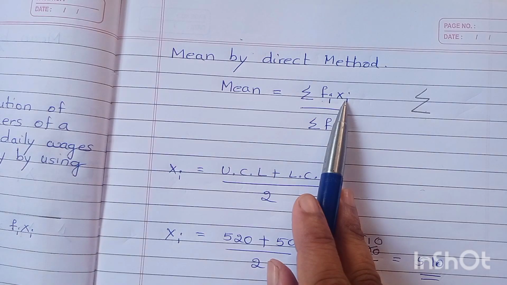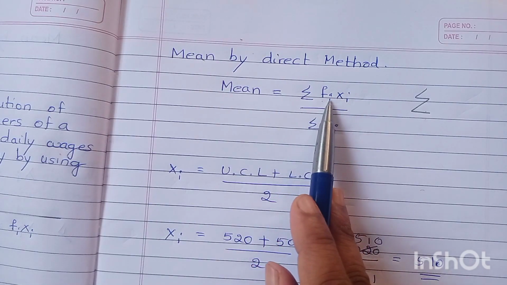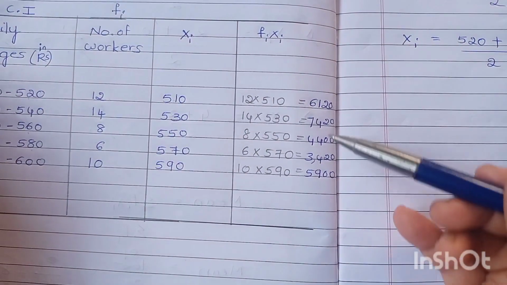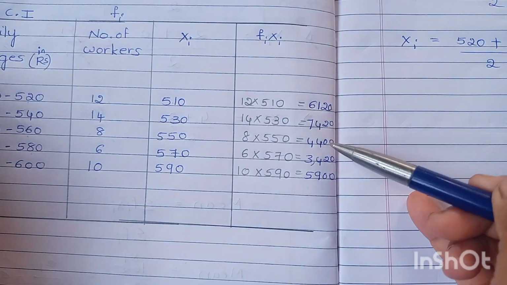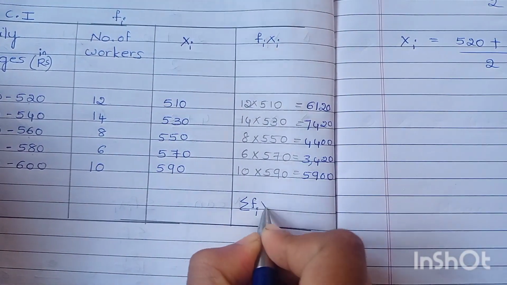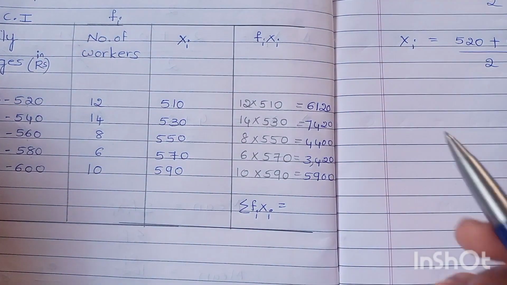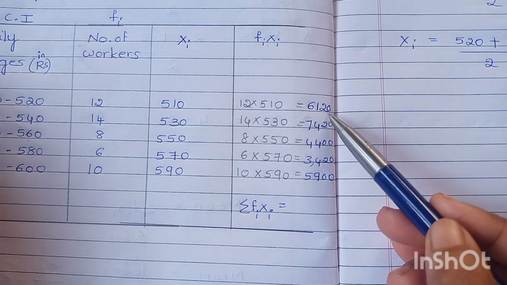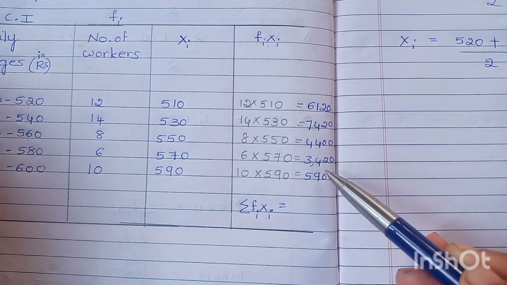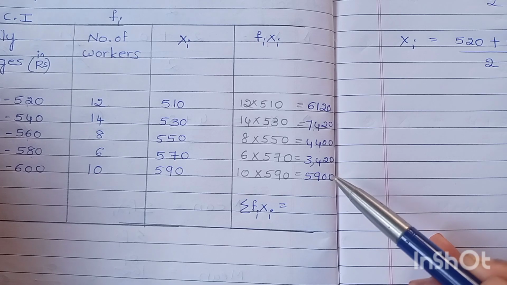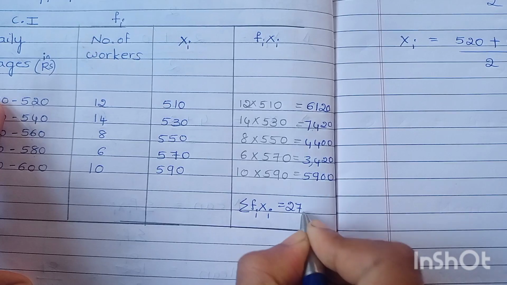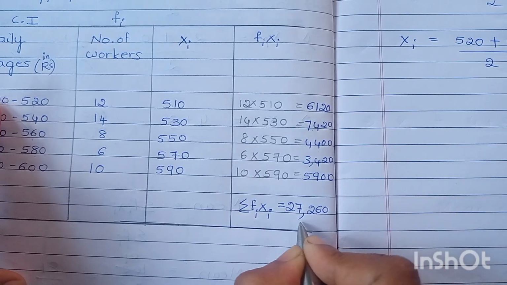It is not fi(xi), only fi(xi). There is sum of fi(xi). Okay? Sum of fi(xi) means you have to add this here. This is fi(xi). But our intention is to find out sum of fi(xi). Therefore, we have to add 6120 plus 7420 plus 4400 plus 3420 plus 5900 is 27,260. Okay.